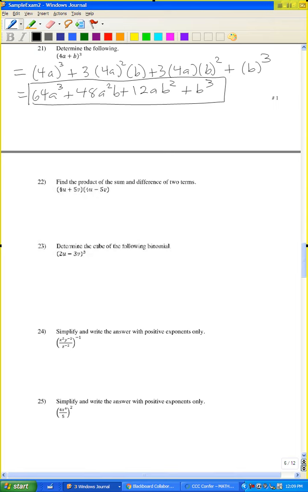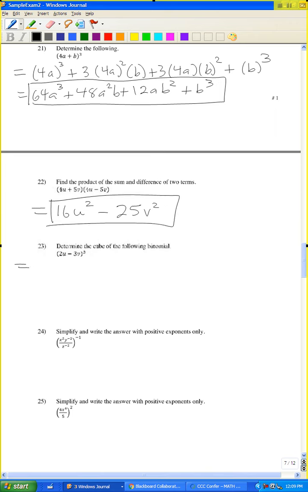Again, you need to memorize all those special product formulas that you memorized last week. Actually, exactly 1 week from today, 1 week ago. And so, product of sum and difference of 2 terms. 4 times 4, 16, u times u squared. Positive times negative is negative. 5v times 5v is 25v squared. You are done.